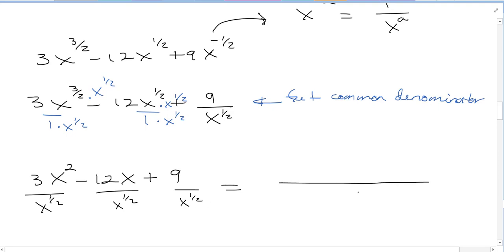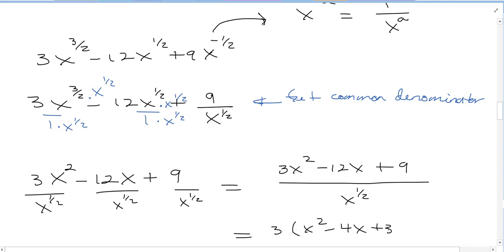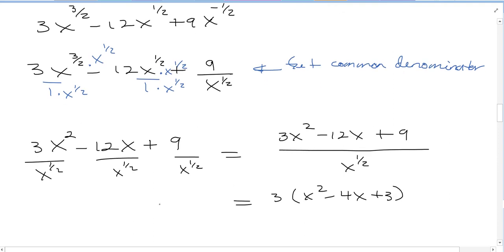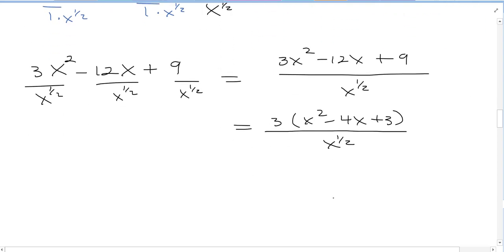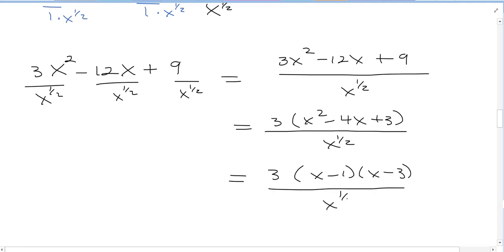So putting it all together, same denominator, we can add the numerators, so it's 3x squared minus 12x plus 9. And now we can just work on the numerator. Factor out a 3. And notice that is the same work that we already did above. So 3, and that factors into (x minus 1)(x minus 3), all over x to the 1 half. So are they the same answer?